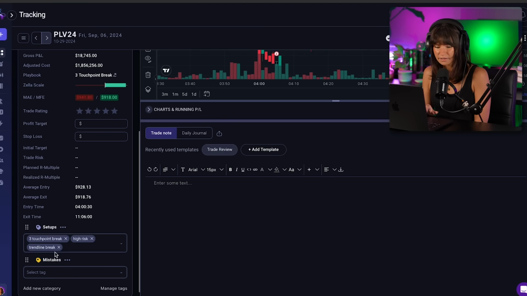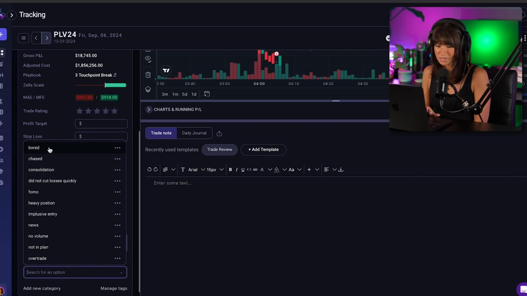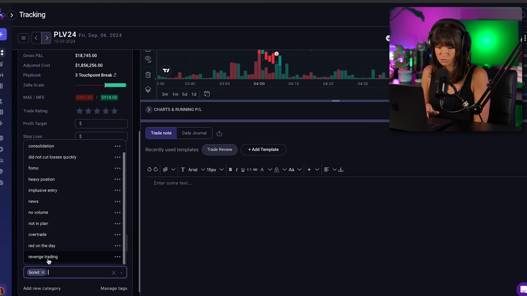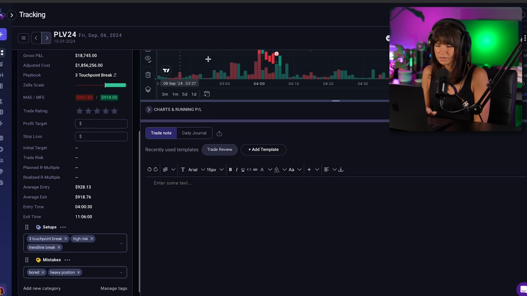So I go ahead and tag everything in my setup, and then I go in and tag my mistakes as well. Was I bored? Did I over leverage? Was this revenge trading? Was this an impulsive entry? Was this a heavy position? Yes, this trade actually was. This is just a previous trade.